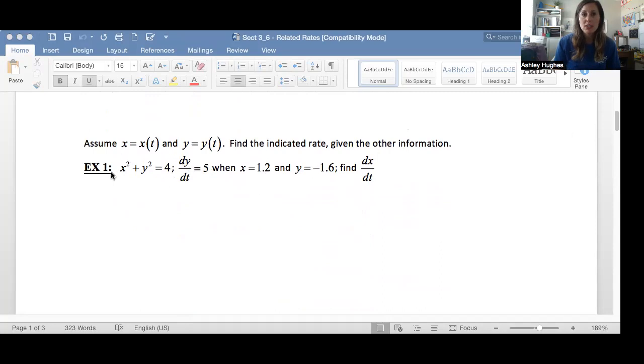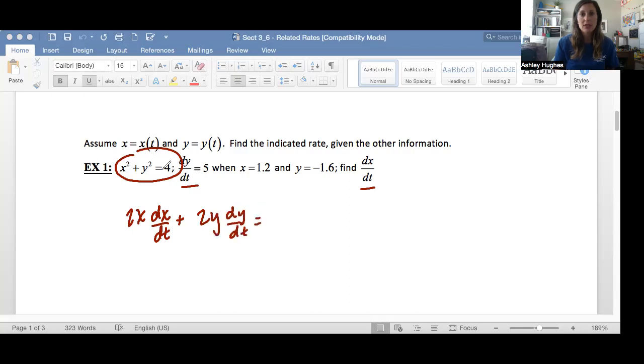So we need to take the derivative of this function with respect to time so that these things show up in our equation. So the derivative of x squared would be 2x and then dx dt, plus the derivative of y squared is going to be 2y and then dy dt. And then the derivative of 4 is 0 because it's a constant. At this point, I get to plug in the stuff that it told me. It says dy dt is 5, so that's going to go right here. x is 1.2 and y is negative 1.6.